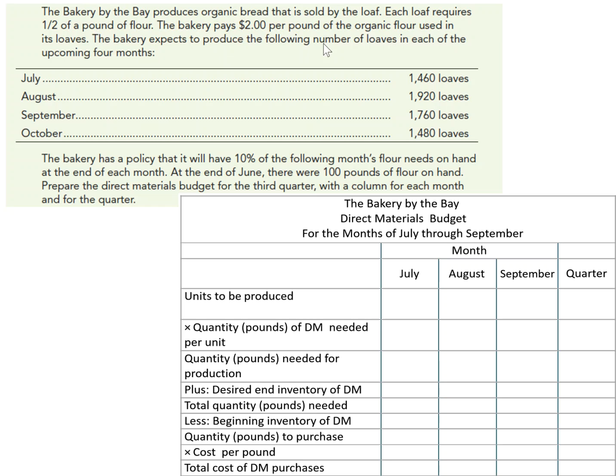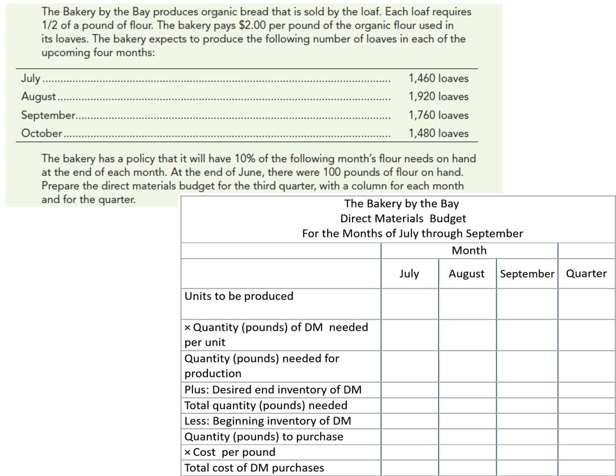The bakery expects to produce the following number of loaves in each of the upcoming 4 months. So this would come from our production budget. The bakery has a policy that it will have 10% of the following month's flour needs on hand at the end of each month. At the end of June, there were 100 pounds of flour on hand. Prepare the direct materials budget for the third quarter.